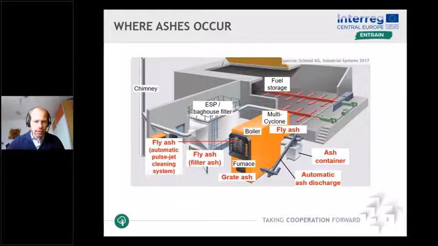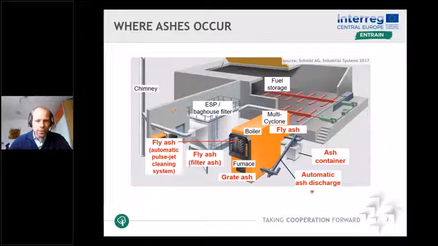I just try to get my laser pointer here. Here you see a plant concept from the manufacturer Schmidt, with the fuel storage, then grate furnace and the boiler, and in this case also an ESP, or it could also be a baghouse filter for flue gas cleaning, and then the flue gas would exit here at the chimney.